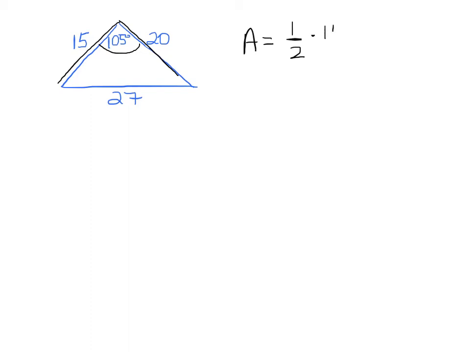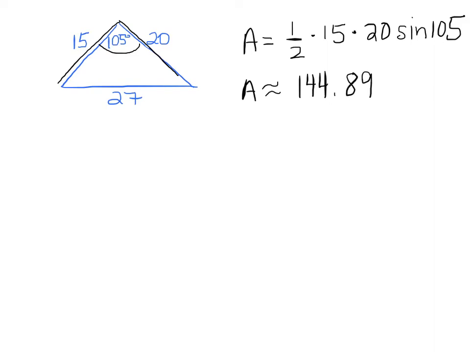times 15 times 20, and then times the sine of 105. So we just have to go to our calculator now. When you go to your calculator, you're going to get approximately 144.89 units squared. Since it's still dealing with a length measurement type of thing, you will round to 2 decimal places.